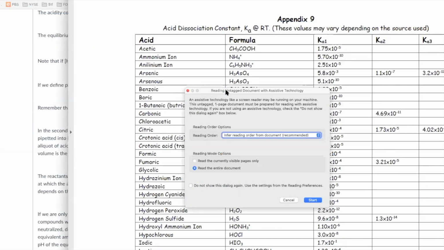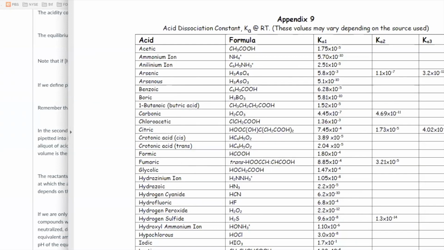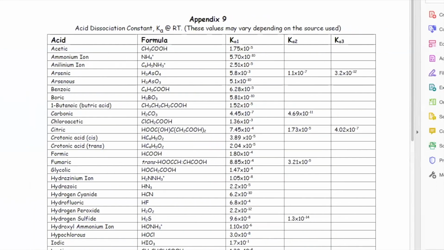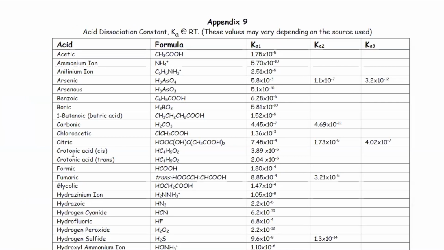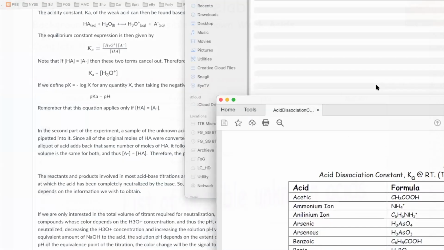So if you take a look at this, it's the same data that you guys are going to find in your lab manual. And you look up crotonic acid right here, crotonic acid, cis and trans. Then the Ka is 3.85 times 10 to the minus 5, or 2.04 times 10 to the minus 5, depending on whether you have one version of that acid or the other. Okay, that's the Ka. But let's take a look at another chemical.